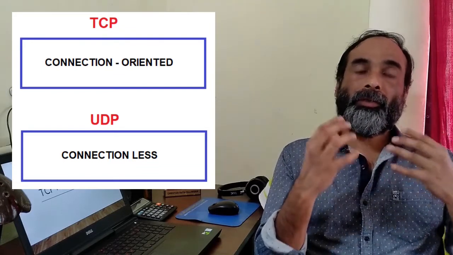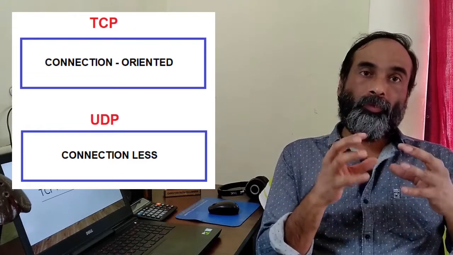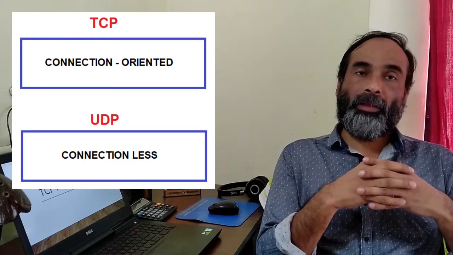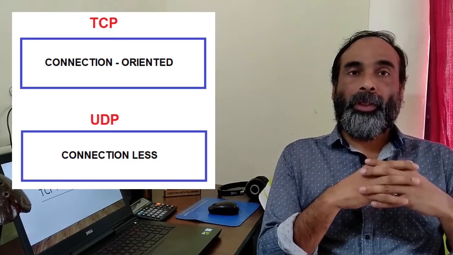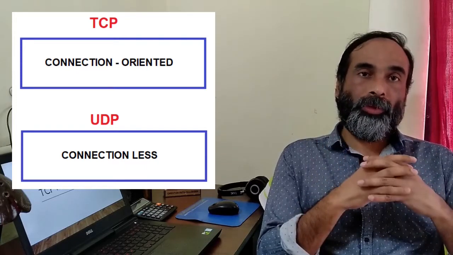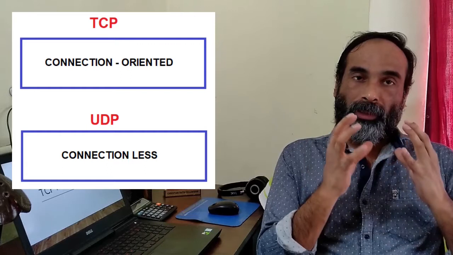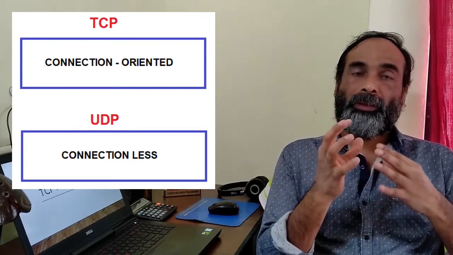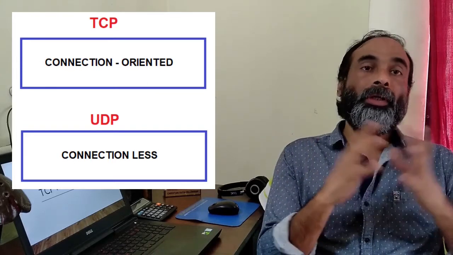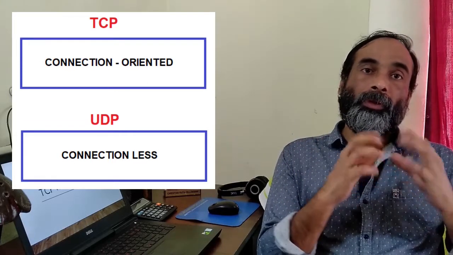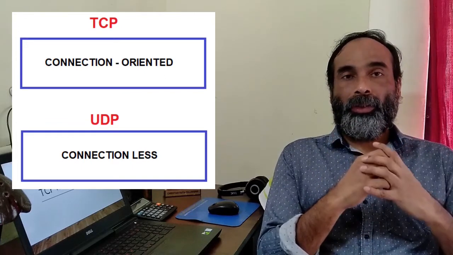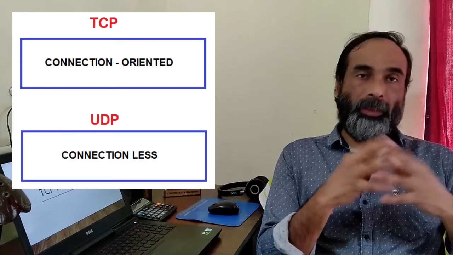So then what does the receiver do? The receiver will acknowledge this message and inform the sender computer that yes, I am ready to receive the data and you can send it. So after establishing a connection, only then will the sender send those packages to the receiver. That is one of the main characteristics of TCP.